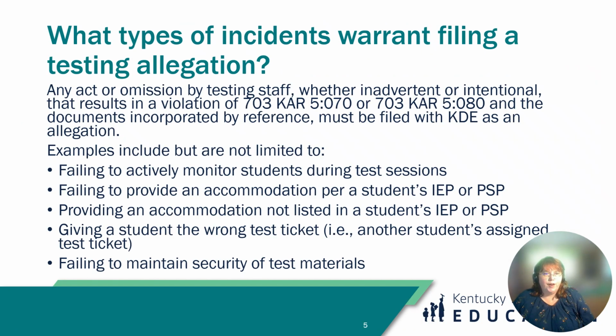You may wonder what types of incidents warrant filing a testing allegation report. And I know there's been some mixed information given in the past about certain types of incidents that don't need to be reported. However, the best practice is to go ahead and report allegations on Caveon Core for all violations that occur, whether it's of the administration code regulation or the inclusion of special populations regulation. And so you will just go ahead and file those on Caveon Core.